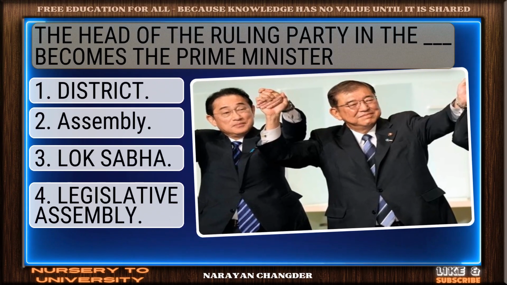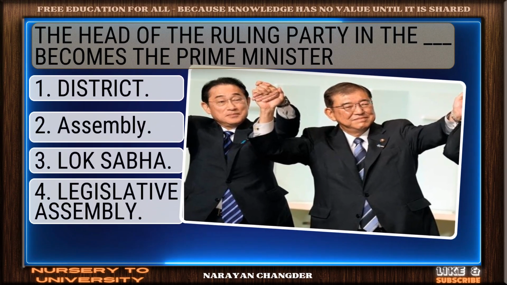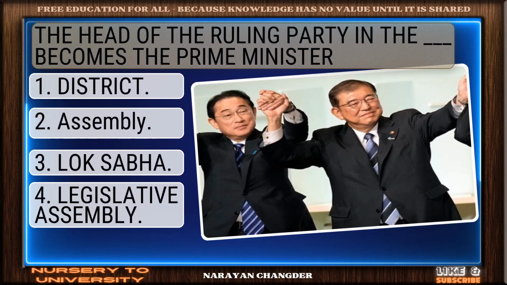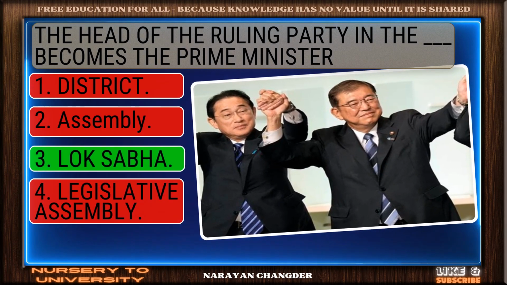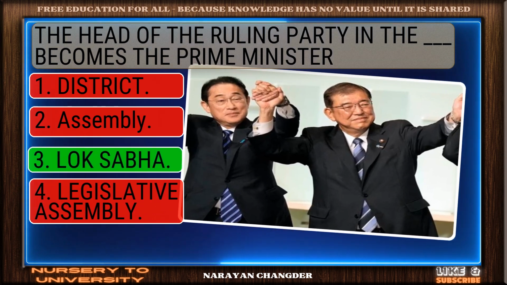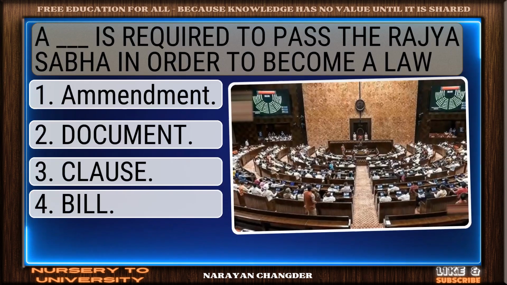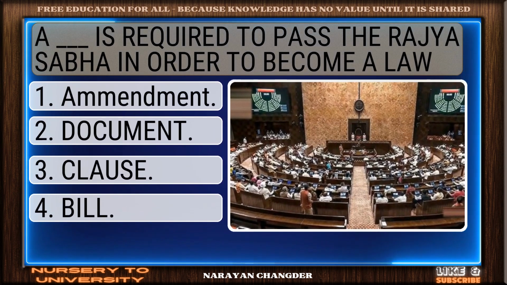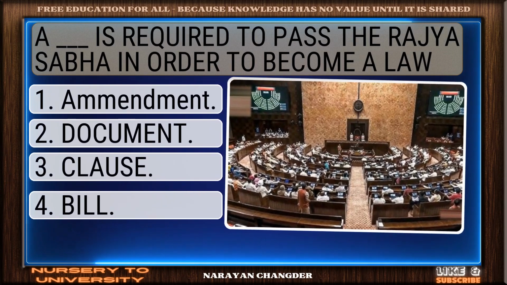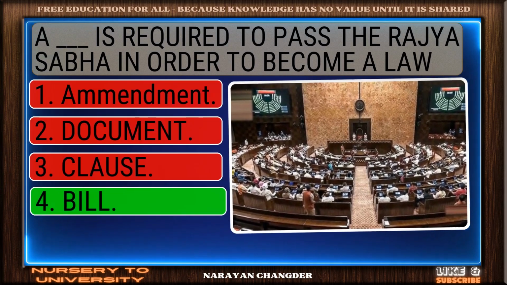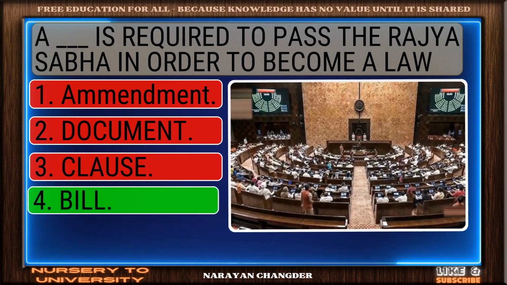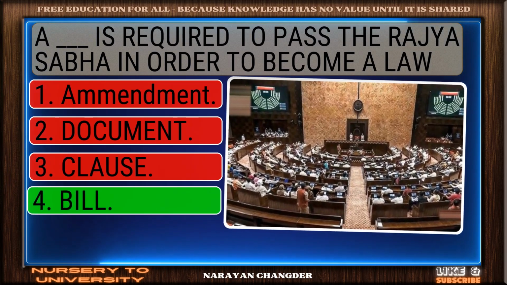Question number 64. The head of the ruling party in the Dash becomes the Prime Minister. Good job. Your answer Lok Sabha works well here. Question number 65. A Dash is required to pass the Rajya Sabha in order to become a law. Well picked. Bill is the correct answer.